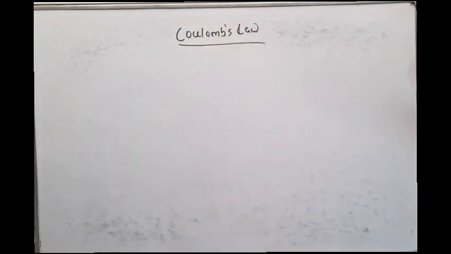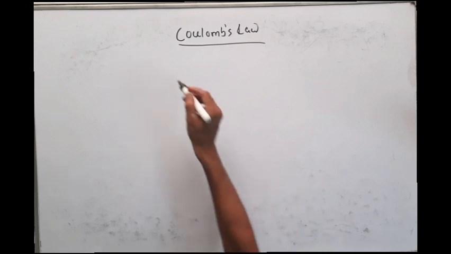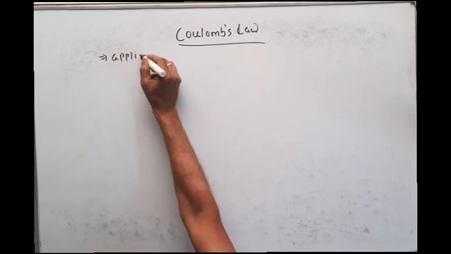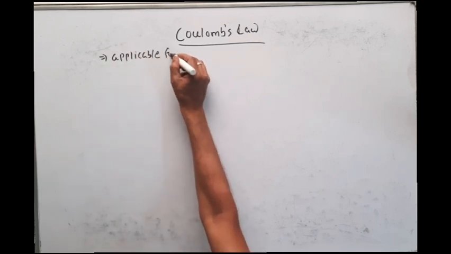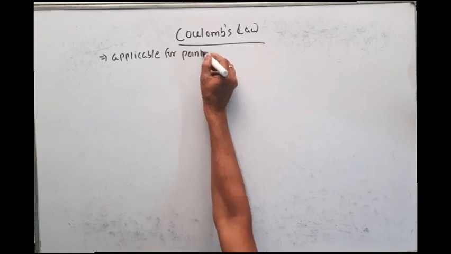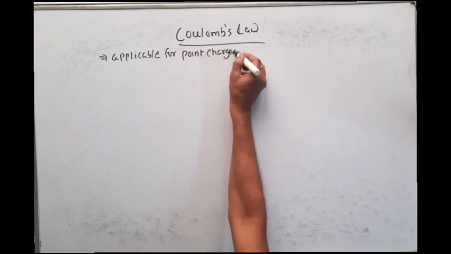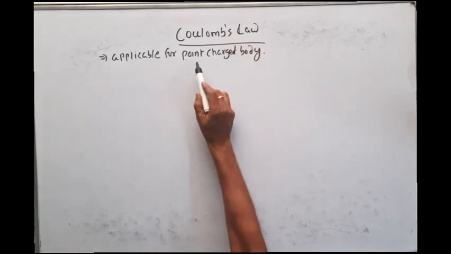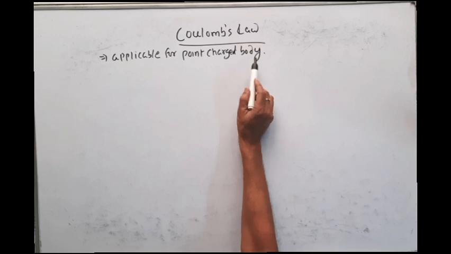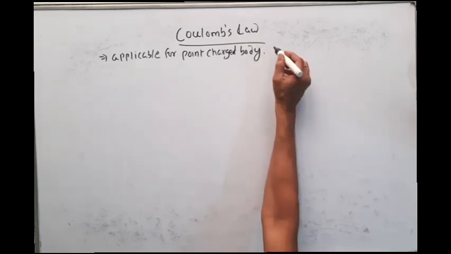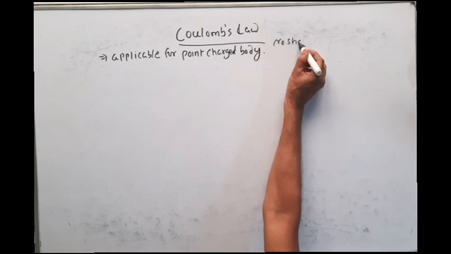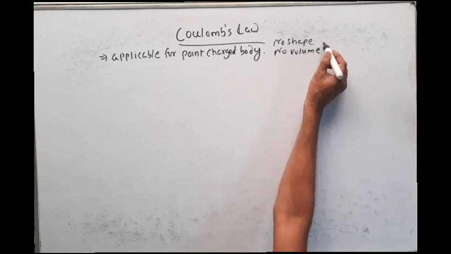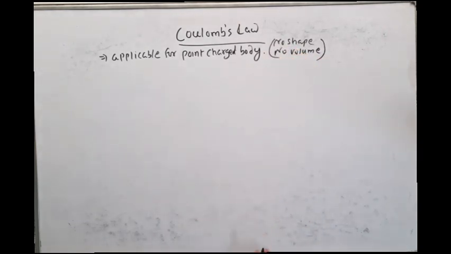Coulomb's law is applicable for point charge bodies. Now the question comes, what do you mean by a point charge body? If a charged body has no dimension, that means no shape and no volume, that type of body is called a point charge body.